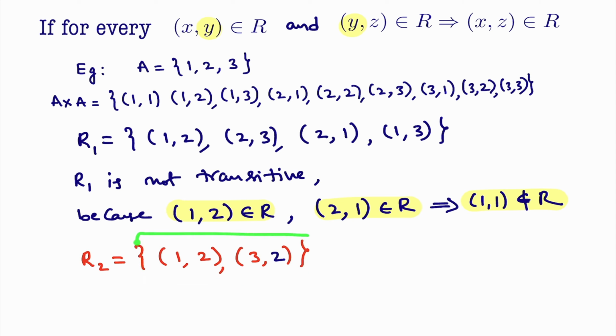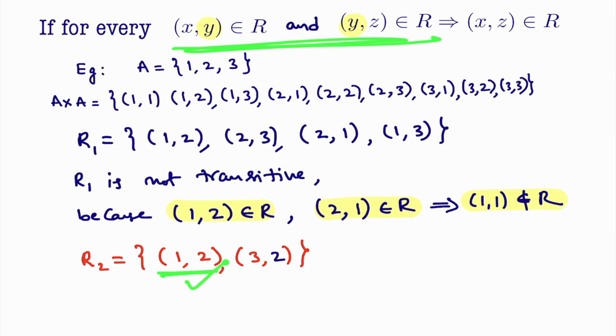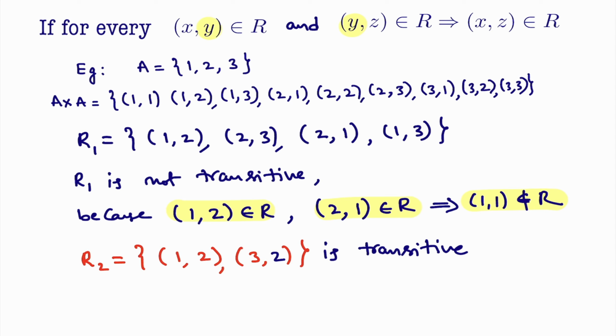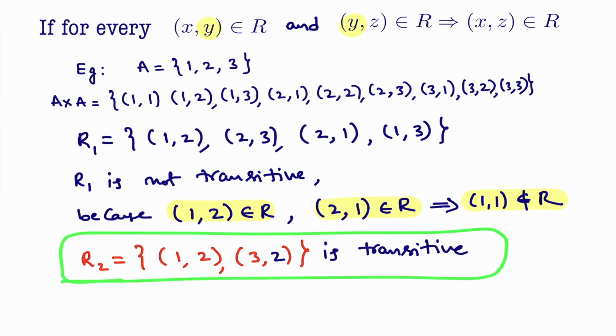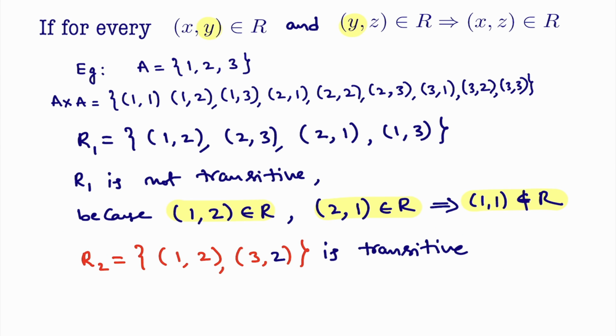Many students confuse such types of examples. Please make sure that if for x comma y, y comma z doesn't exist, in that case this passes the transitive test. Similarly, for 3 comma 2, no other ordered pair starts with 2 in this relation. So we say that this relation is transitive. This is one of the best examples to understand the transitive relation.